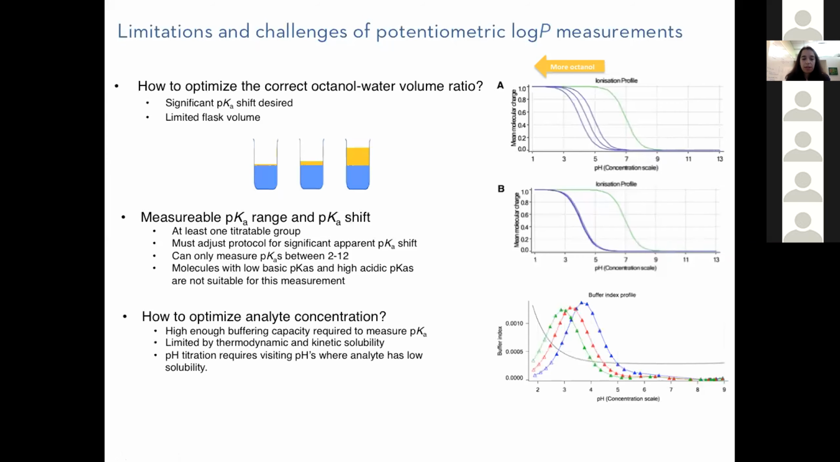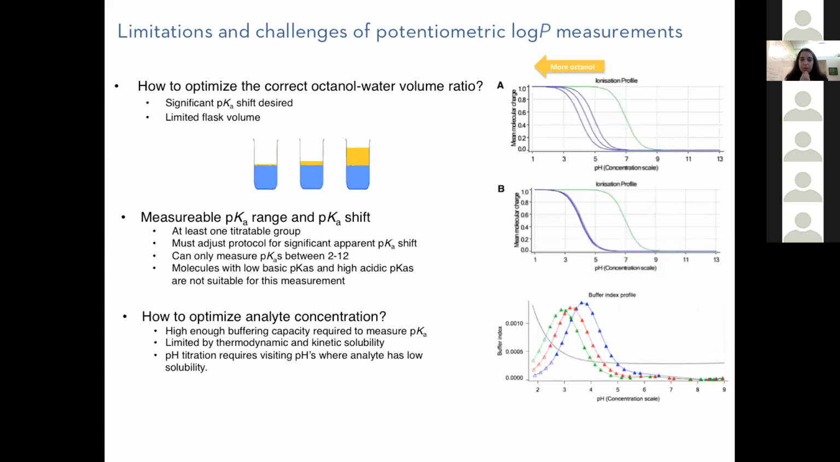And how to optimize the concentration of the solute in the system. We want to dissolve as much solute as possible to get a high buffering capacity, a buffer index above the buffering capacity of water. And this is tricky because then we have the problem of solubility of these solutes. So it was about finding an ideal concentration where it's high enough to catch the buffering capacity, but low enough that we don't have any thermodynamic or kinetic solubility issues.